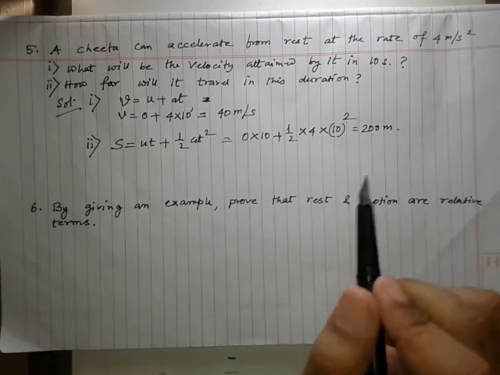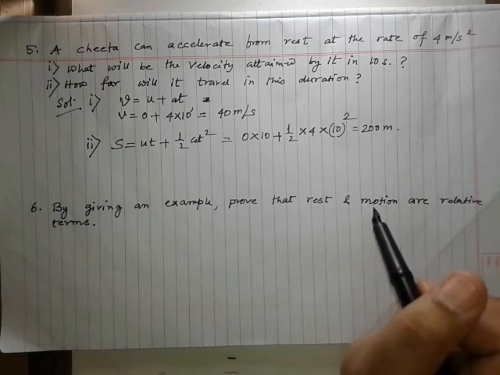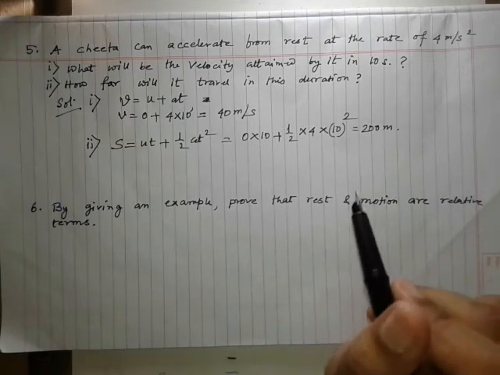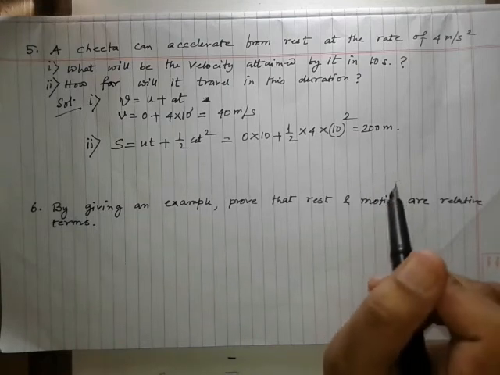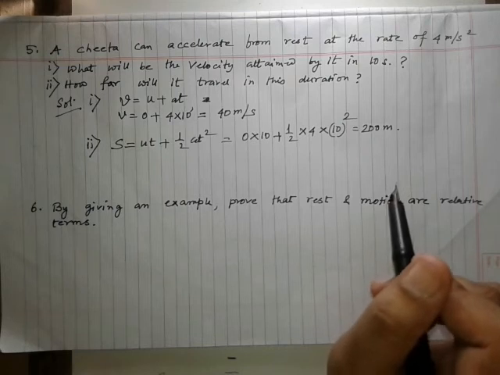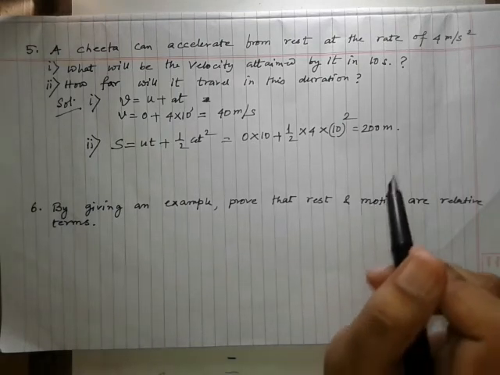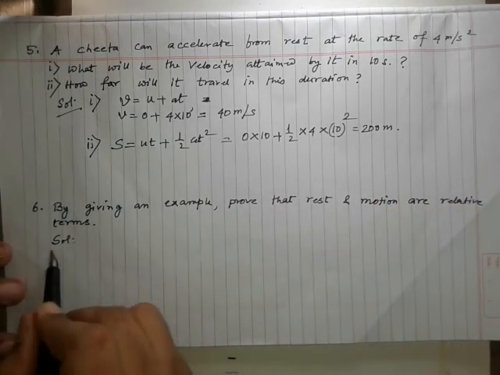Now give an example, prove that rest and motions are relative terms. So what example are you going to give? That the person sitting in a compartment of a moving train is in a state of rest with respect to the passengers of the compartment. But if he compares himself with the persons outside the train, he is in motion. So write down the solution, the right answer.